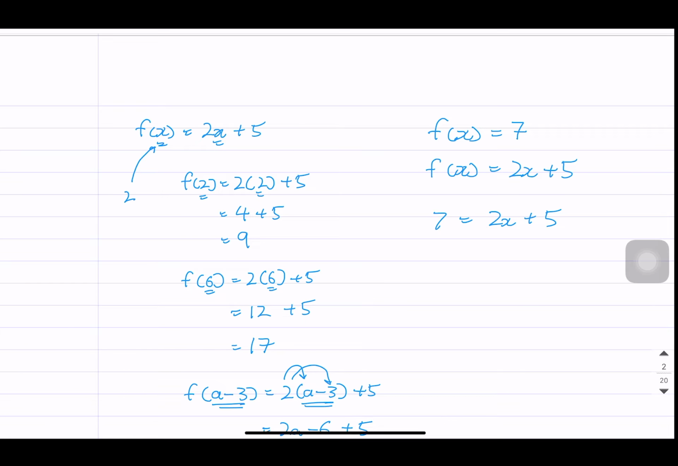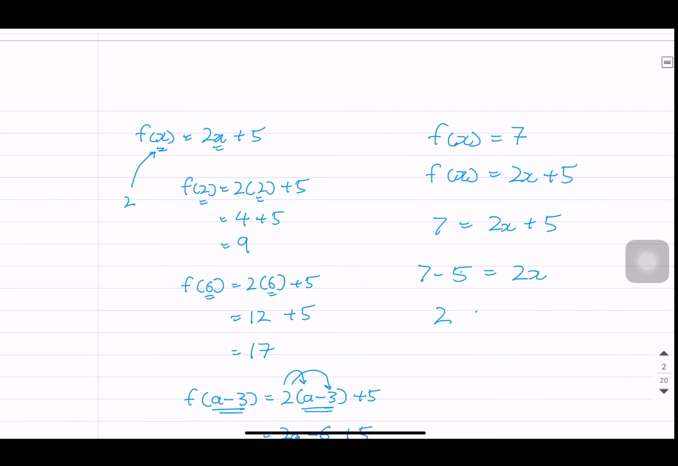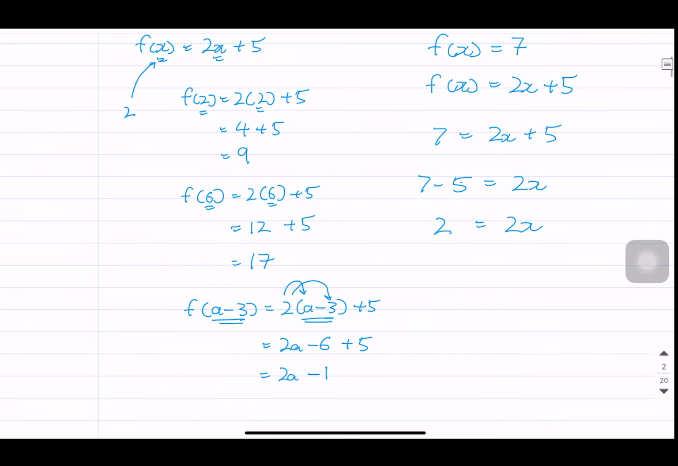When 7 equals 2x plus 5, all we have to do is rearrange this equation to find x. Quite simple: 7 minus 5 is 2. Let's write this nicely for you. That's 2, and that is 2x. To find x, all we have to do is 2 divided by 2 equals x. Therefore, x equals 1. So here we are given the function as a specific number, and all we have to do is make the two equal each other to figure it out.